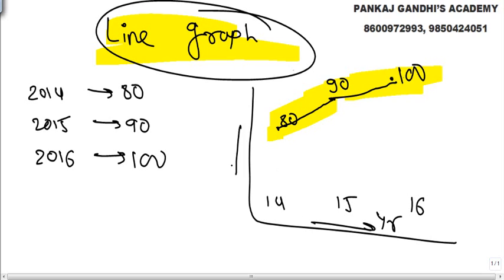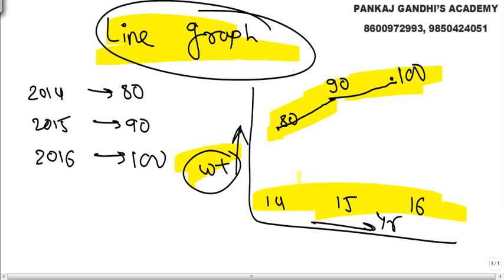Y-axis year, x-axis weight. So we are not here to learn how to represent. What we'll be studying, a line graph merely draws a line which shows trend, values. So we have joined the points so that we can make out these are Pankaj Gandhi's weights.